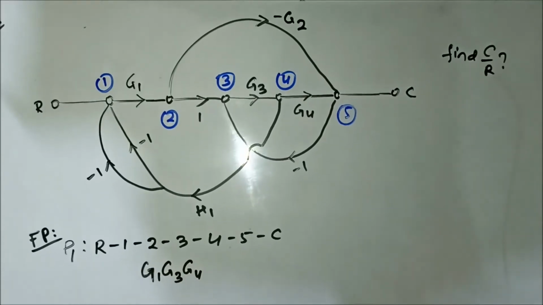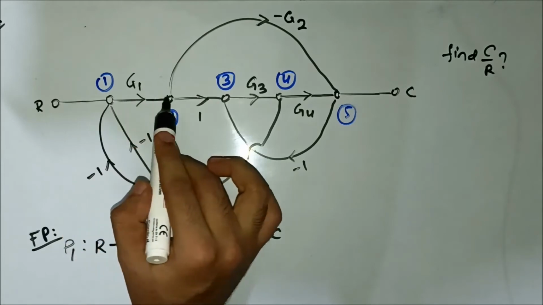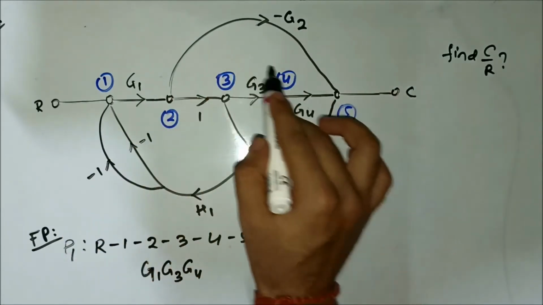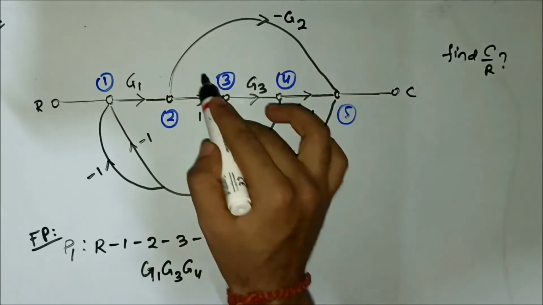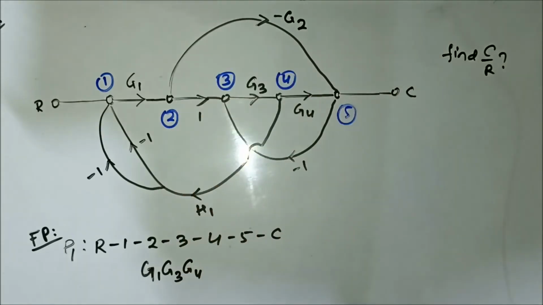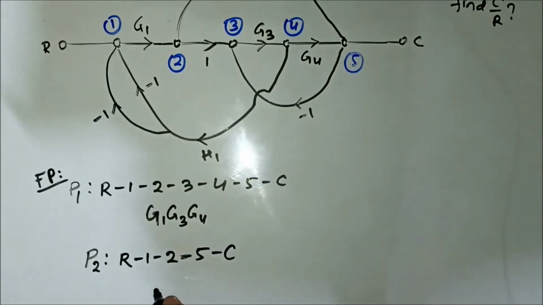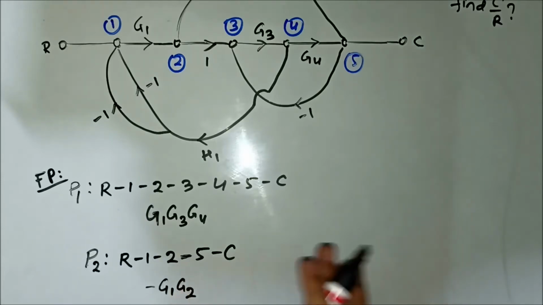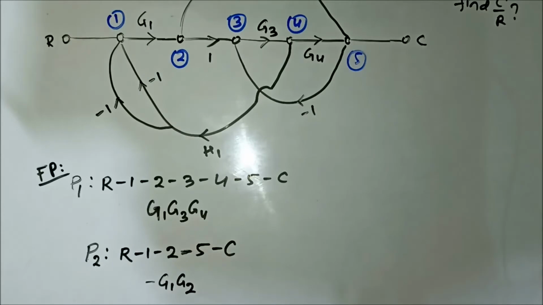The second forward path is R, 1, 2, then directly from 2 to 5 along this directed branch, then C. So P2 is R, 1, 2, 5, and C, and the gain is minus G1, G2. So these are the two forward paths.